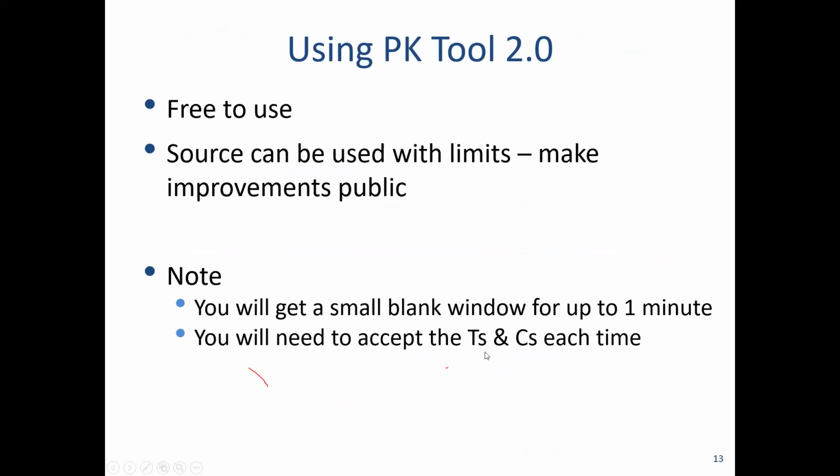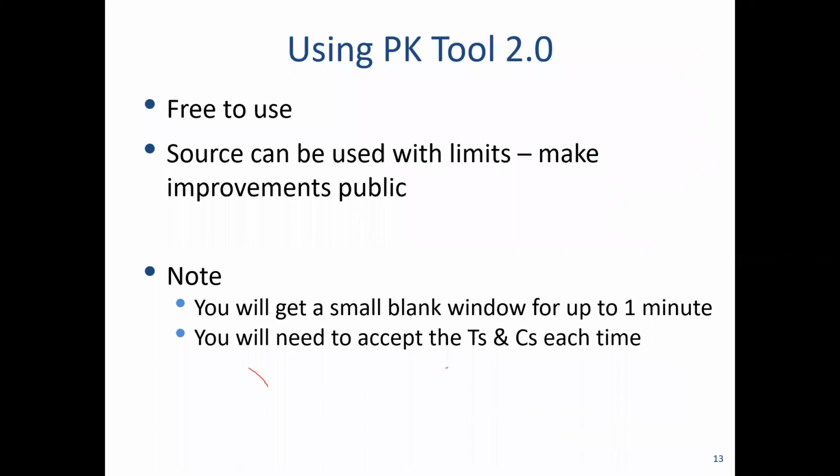So now I'm going to go to actually using the PK tool version 2 and take you through some of the steps to doing that. As for version 1, it's free to use, and the source is available and can be used within limits. The specific license under which it's usable is available within the source code and within the T's and C's that you acknowledge when you use the tool. But essentially it means if you are going to use the source code to develop further enhancements, if you want to make that a commercial tool, then you need to make those enhancements public.